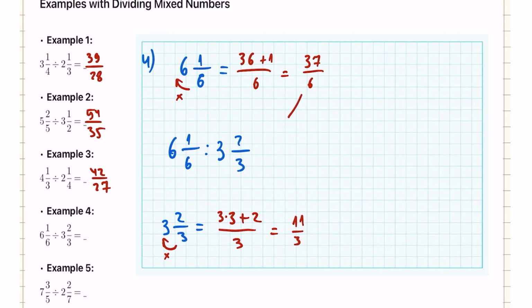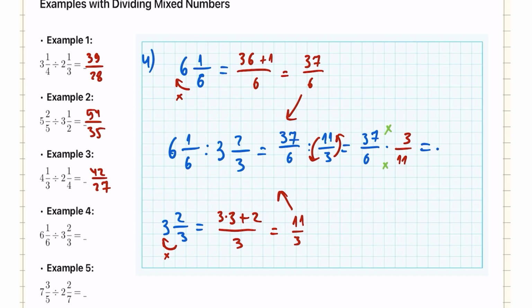And now we can divide. This is equal to 37 over 6 divided by 11 over 3. First fraction stays the same, 37 over 6 multiplied, and we need to flip second fraction. We will get 3 over 11, and now we multiply normally. 111 over 66.